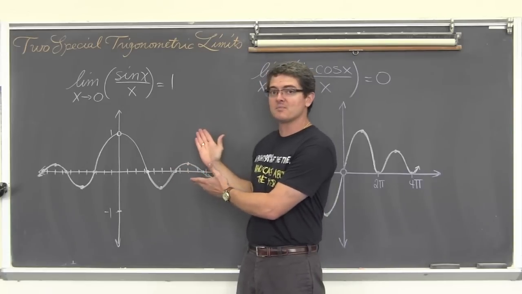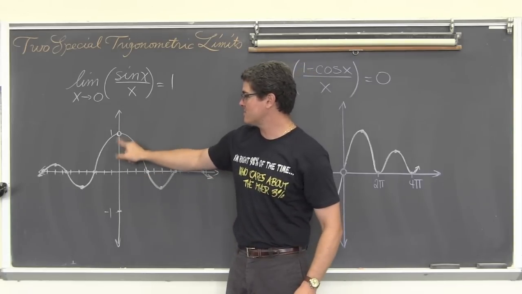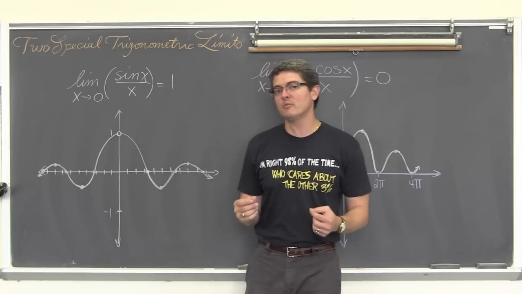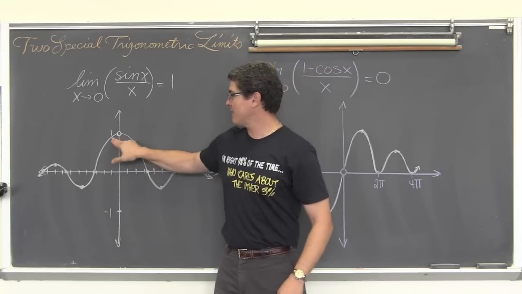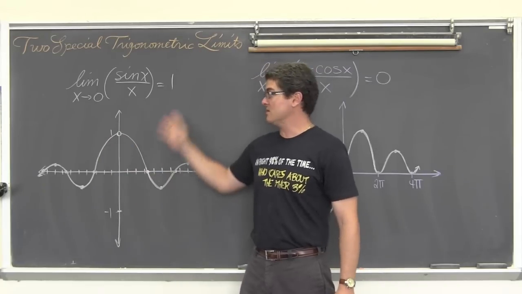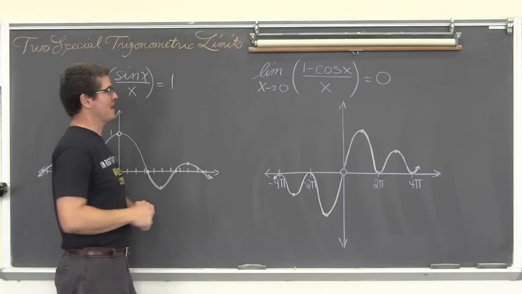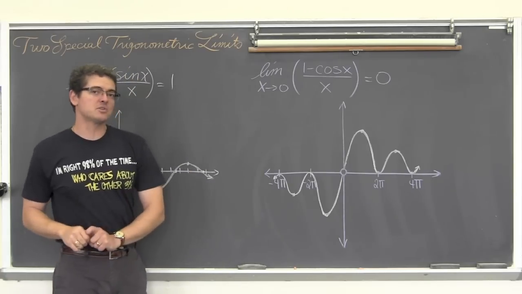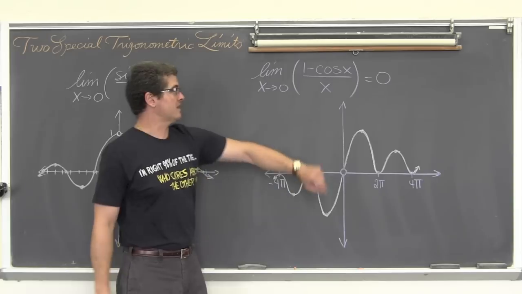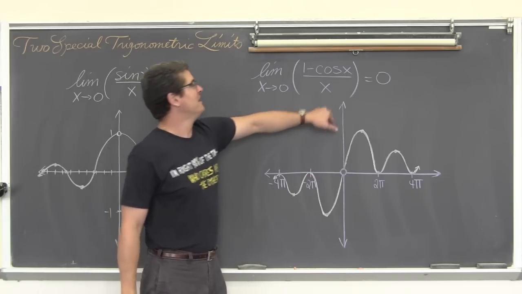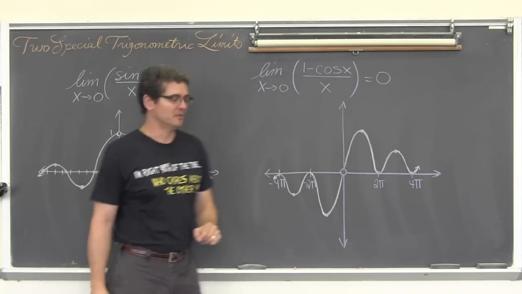But indeed, in this case, we have a hole at the point (0, 1), so we would call that a removable discontinuity. And again, the left and right-hand limits are equal to 1. So let's just keep that in mind as we work through our examples after this correction. The limit as x approaches 0 of (1 minus cosine of x) over x is equal to 0.